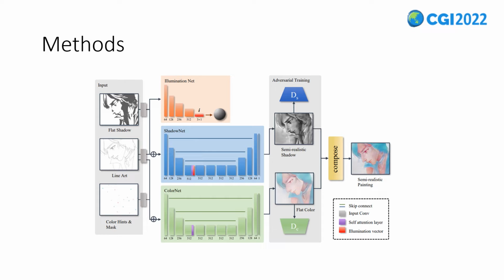The green part is the color net. It needs line art and color hints as input. After upsampling and downsampling, it produces a flat color image. Finally, we compose the two results to get the final result.